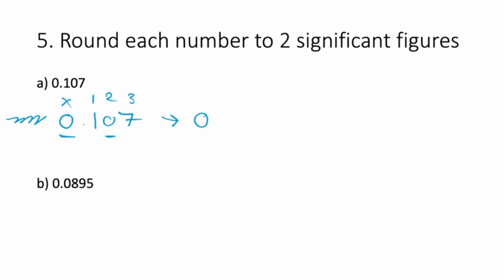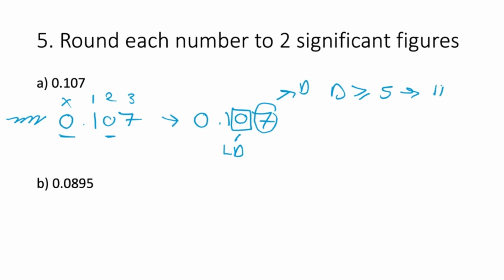So you have 0.107. The last digit is 0, and the 7 is the decider. Remember, the decider has to be greater or equal to 5 to round upwards. 7 is greater than 5, so we round the 0 to a 1. So then your answer is 0.11.